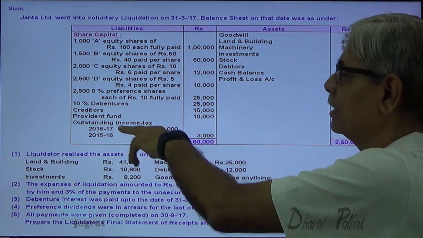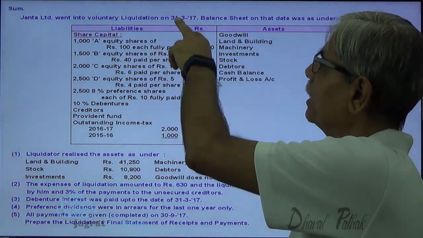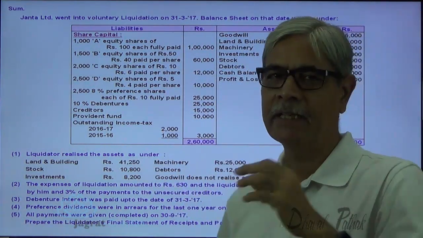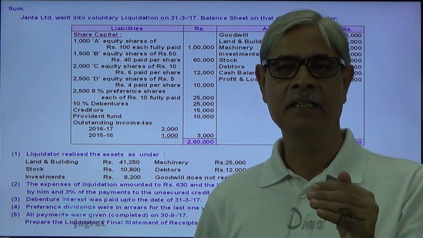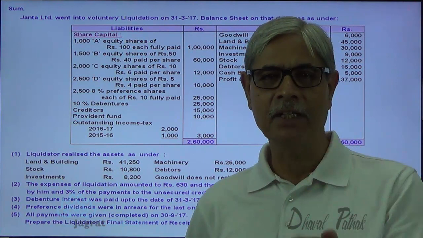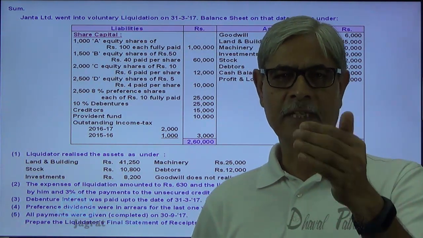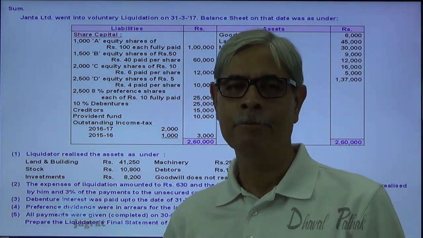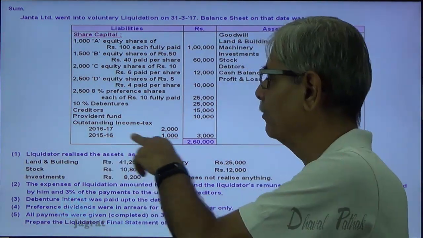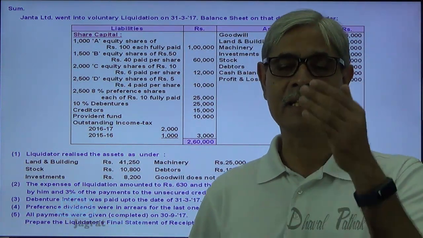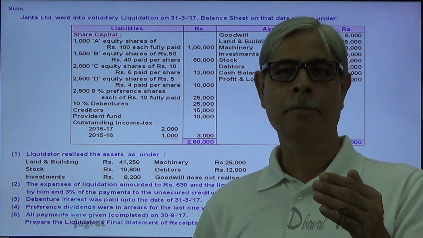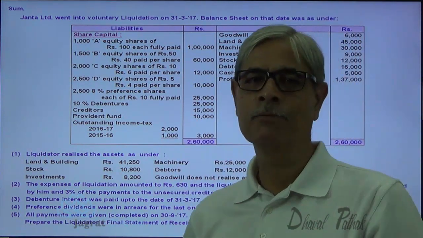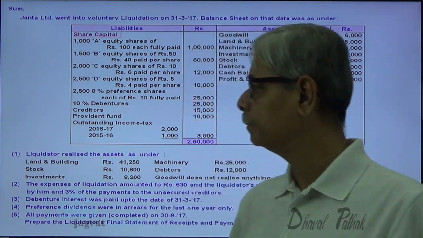Outstanding income tax 16-17. The date of liquidation, voluntary liquidation starts from 31st of March 2017. So 16-17 income tax liability that has arisen within one year before the commencement of liquidation will be identified as preferential liability, while 15-16 liability, that liability has arisen 1 year prior than 1 year to the commencement of the liquidation. So this 1000 will be treated as an unsecured liability.